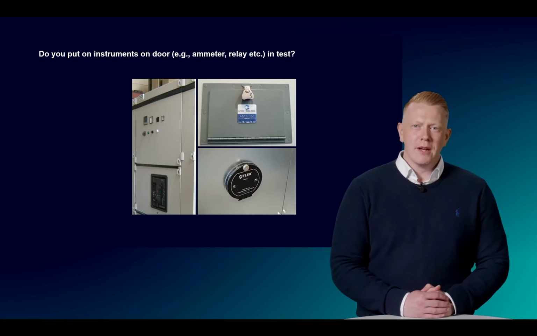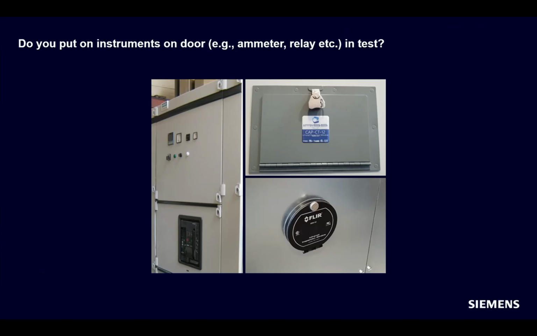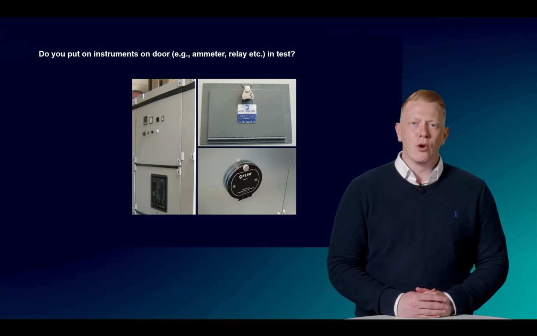Do you put on instruments on doors, for example, ammeters, relays, or something, in tests? This is a very important topic. Usually, switchboards are equipped with multiple devices or instruments on the doors, and it should also be ensured that these devices do not fly away from the board as defined in Criterion 2 of the IEC Technical Report 61641. Our tests have also included typical door-mounted devices such as ammeters, IR monitoring windows, relays, and such. These tests have been passed.